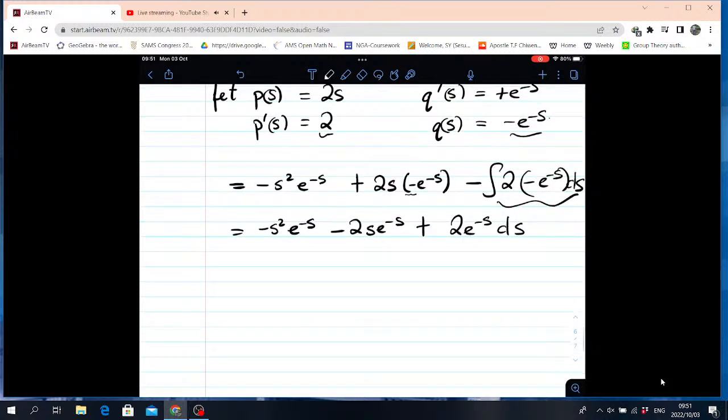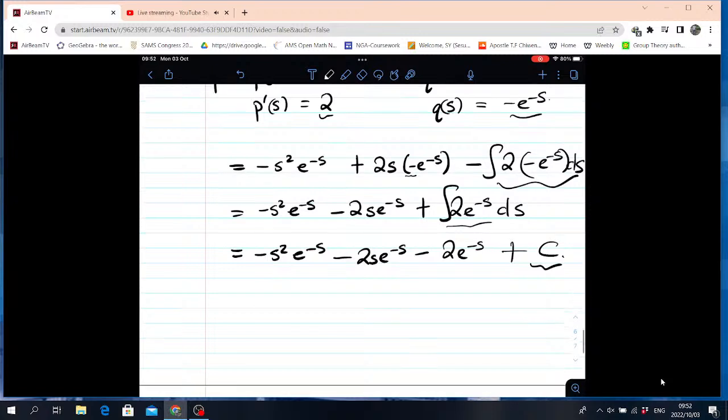Which is that we just take the minus outside and then we get a positive, and then we get minus e to the minus s minus 2s e to the minus s, plus now we just integrate this function. So if we integrate it, we get minus 2e to the minus s, and then plus a constant. Don't forget the constant, because here we are dealing with an indefinite integral. Now we get on to the definite integral.